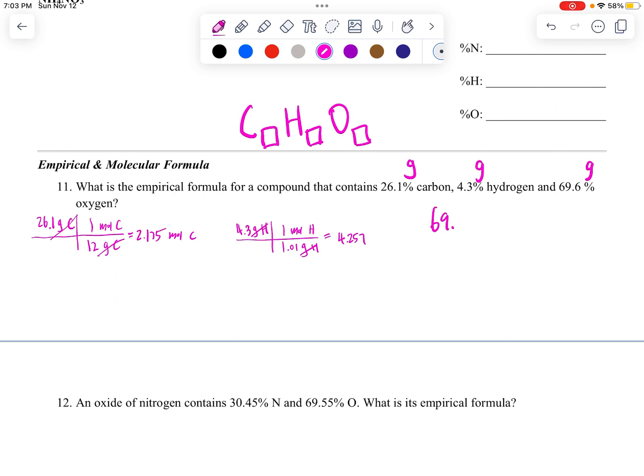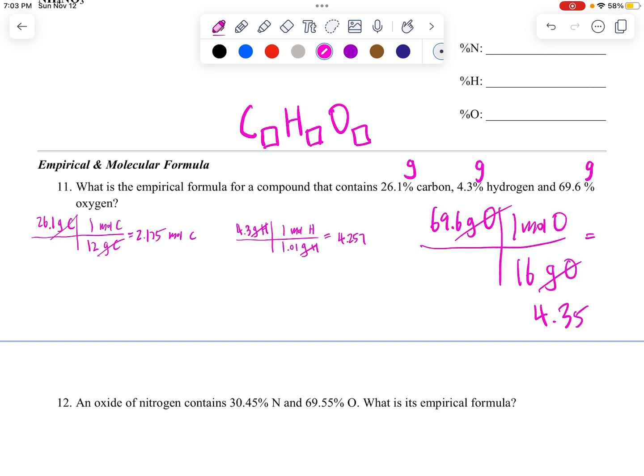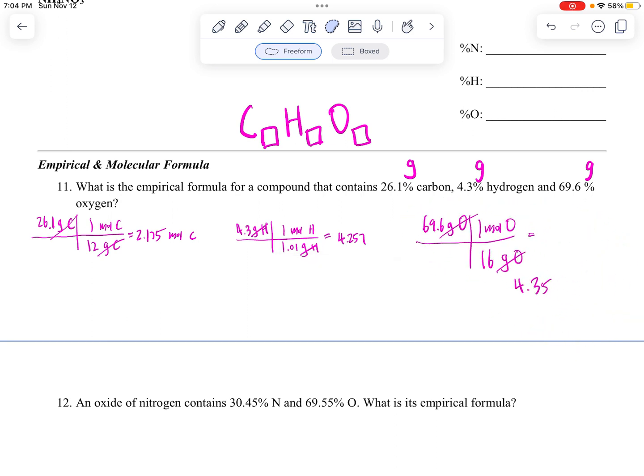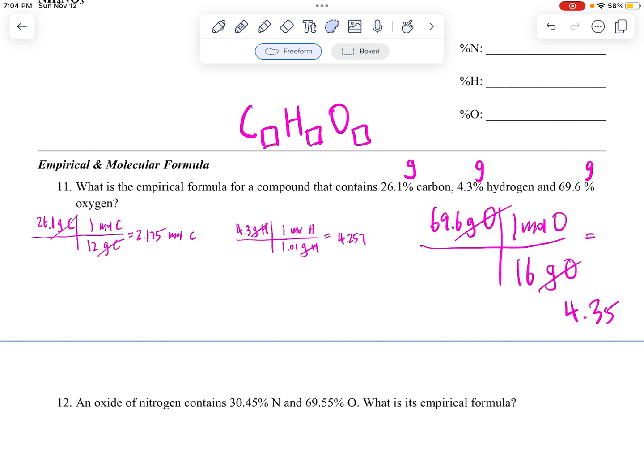I have 69.6 grams of oxygen. On the periodic table, 16 grams of oxygen is 1 mole of oxygen, so the grams of oxygen go away. 69.6 divided by 16 is 4.35. That's all I have for this one. So what am I doing right now with these numbers? Well, let's first shrink this a little bit.